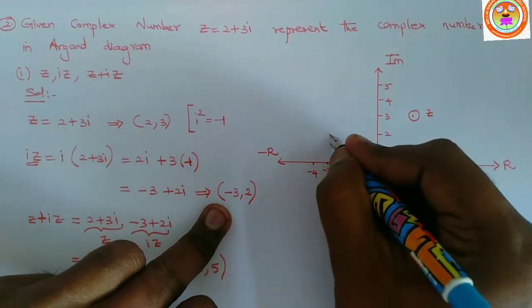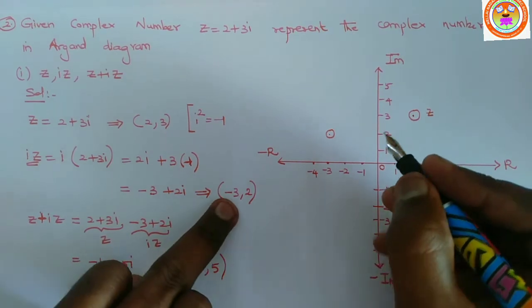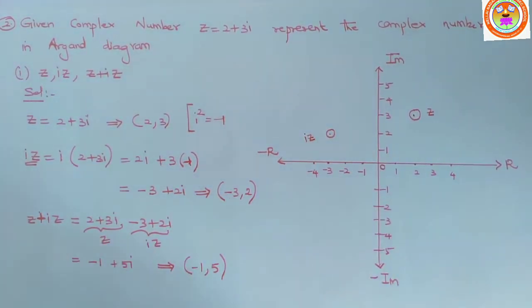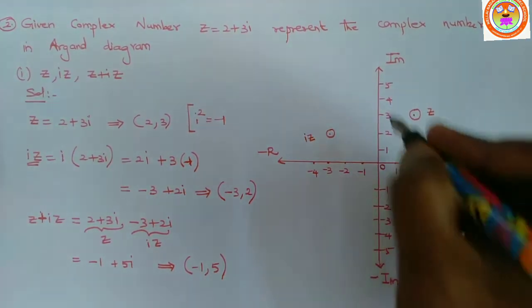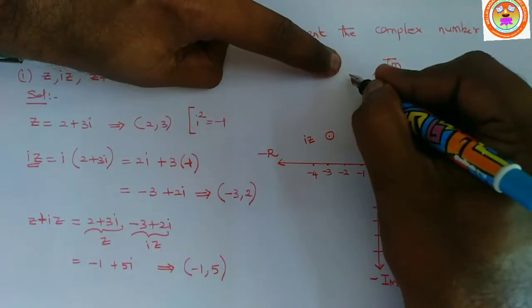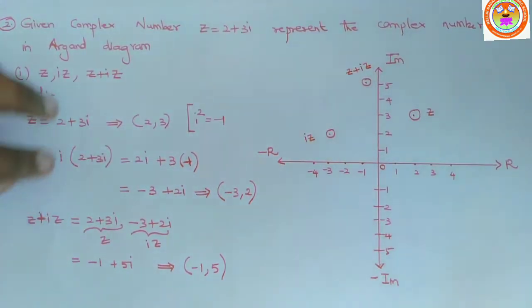Next, minus 3 comma 2. This is minus 3, this is 2. Instead of writing minus 3 comma 2, I am going to write iz. Next, the last point, minus 1 comma 5. Minus 1 is present here, 5 is present here. This is z plus iz. Now we need to join these points.